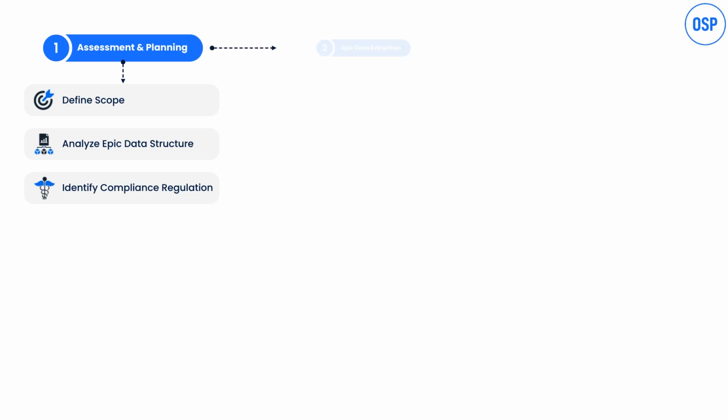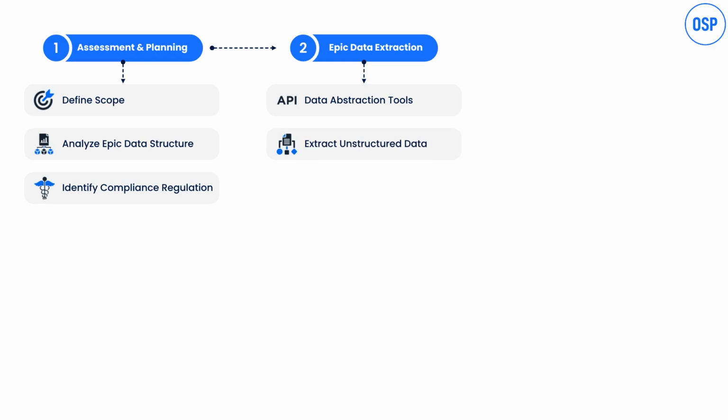Step 2. Epic data extraction. Now comes the heavy lifting, getting your data out of Epic. This step involves using Epic's data abstraction tools, APIs, and reporting modules to pull data. Extracting both structured data, clinical records, patient demographics, and unstructured data, physician notes, PDFs. Securely retrieving FHIR resources, HL7 messages, and CCDA documents. Think of this like moving out of an old house. You want to take everything important while leaving behind the clutter.